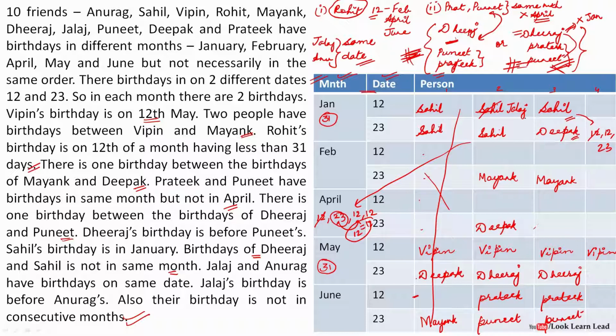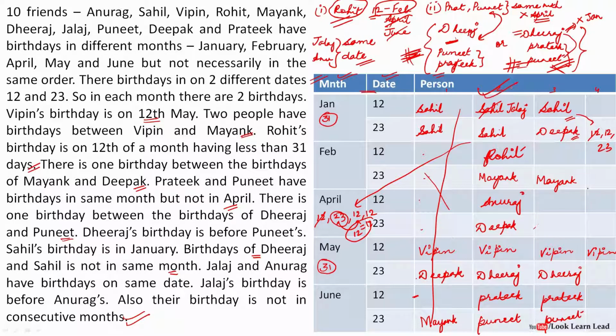If Jalaj's birthday is in January, then Anurag's birthday should be in April. It cannot be in February. So this should be Anurag. And the left one is for Rohit. Rohit's birthday is on the 12th of Feb, not on April or June. It is Rohit. So this is our answer, which is solved.